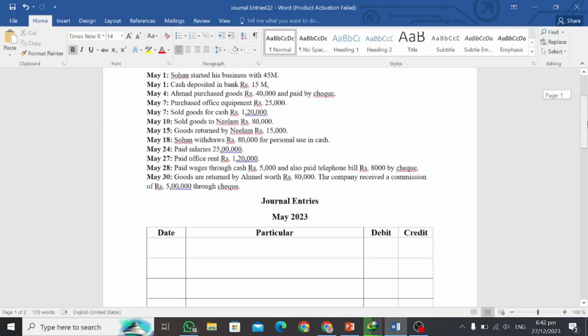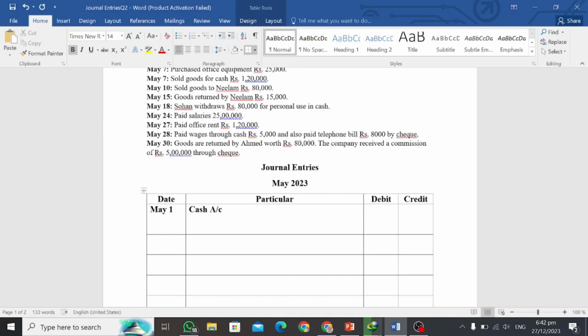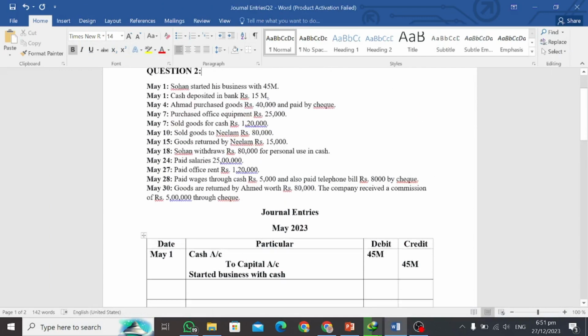So we can write as May 1, cash account to capital account. And let's write the narration so that we can remember what activity was done. Started business with cash. In the next column, we will write the amount to be debited, that is 45 million. And in the next column, in the next line, we will write the amount to be credited. I hope you understood. Let's see the next transaction.